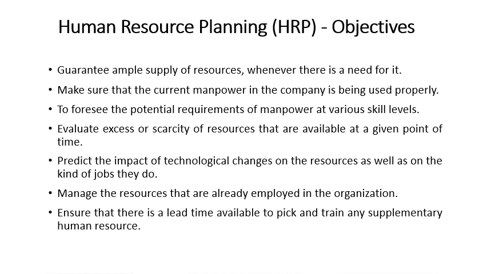Now the next objective is to foresee the potential requirements of manpower at various skill levels. To foresee means to see in advance. As we all know, in an organization there are different levels of jobs. Some jobs are at lower level, some are at middle level, some are at top level. Like CEO is a job at top level. Manager is a job at middle level, supervisor is a job at lower level.